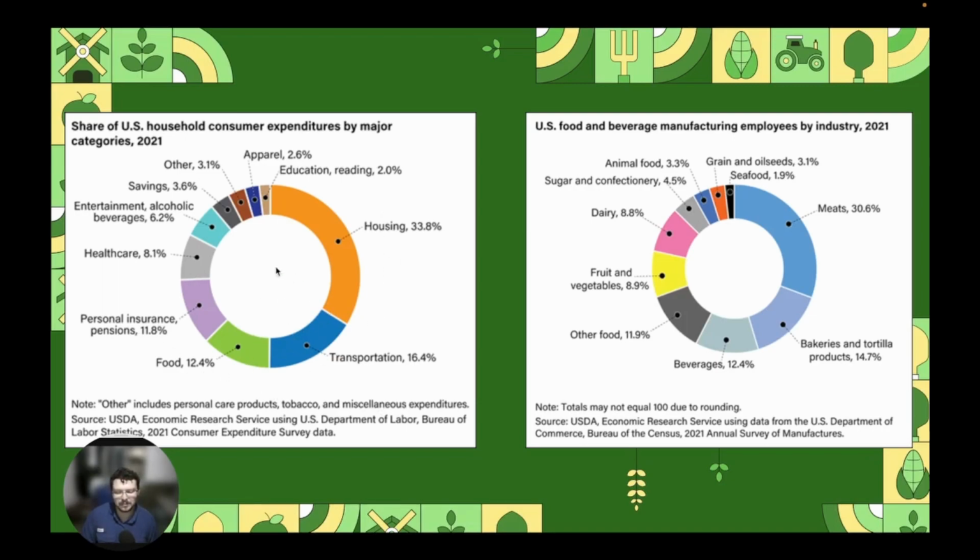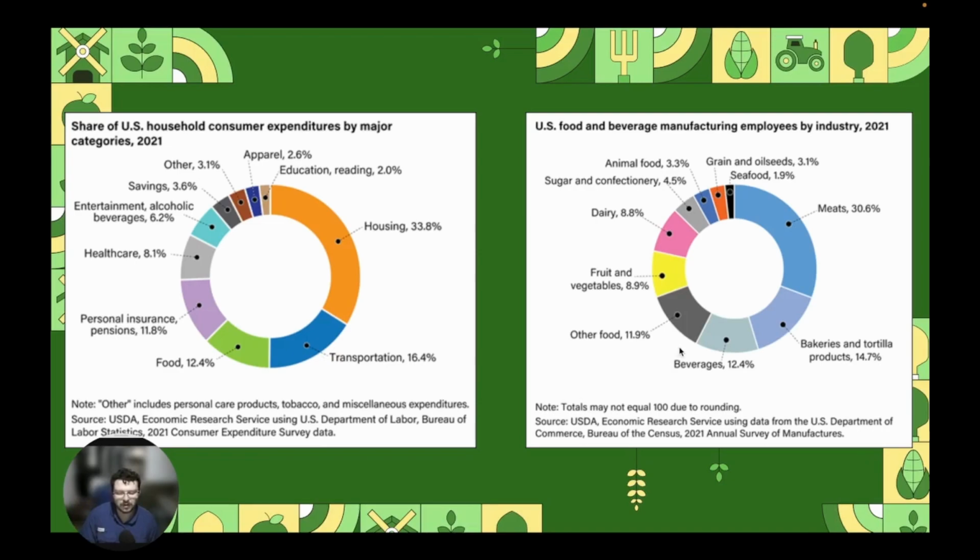On top of that, you have food at about 12%. So in total, you're looking at about 60% of your income going to keeping a roof over your head, feeding yourself, and transport, driving to your job to make money, to keep yourself fed and have water and those kinds of things.